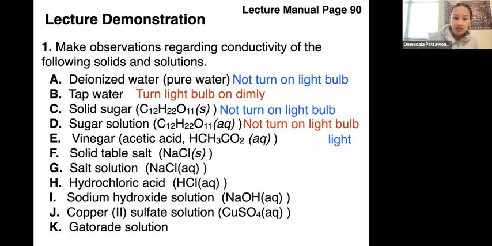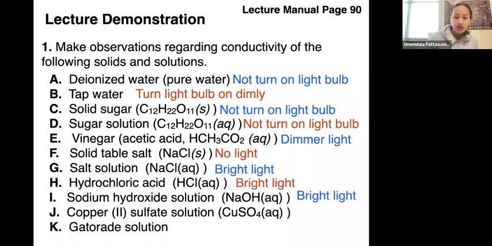Solid table salt, no light. When you add pure water to salt, sodium chloride, this one is going to produce very bright light, in comparison to the vinegar. So vinegar is dimmer. The next one is hydrochloric acid. This one also produces bright light. Sodium hydroxide solution also produces bright light, and copper(II) sulfate also produces bright light. The last one, Gatorade, also produces bright light as well.